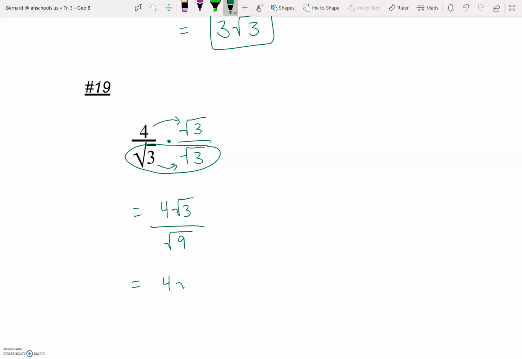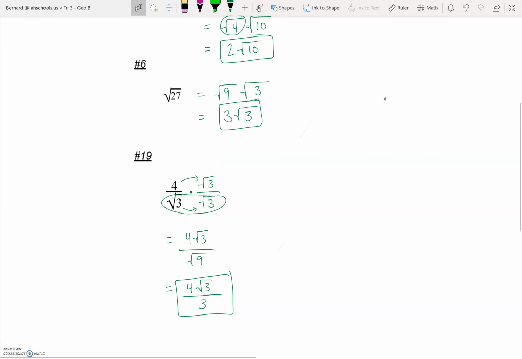And it's going to leave us with 4 times the square root of 3 on top, but the square root of 9 is just 3. And then our last question is, can we simplify it farther by dividing these two numbers? Is 4 divided by 3 as reduced as it gets, or can we reduce this further? In this problem, that's it. And so this is our final answer, 4 times the square root of 3 divided by 3.